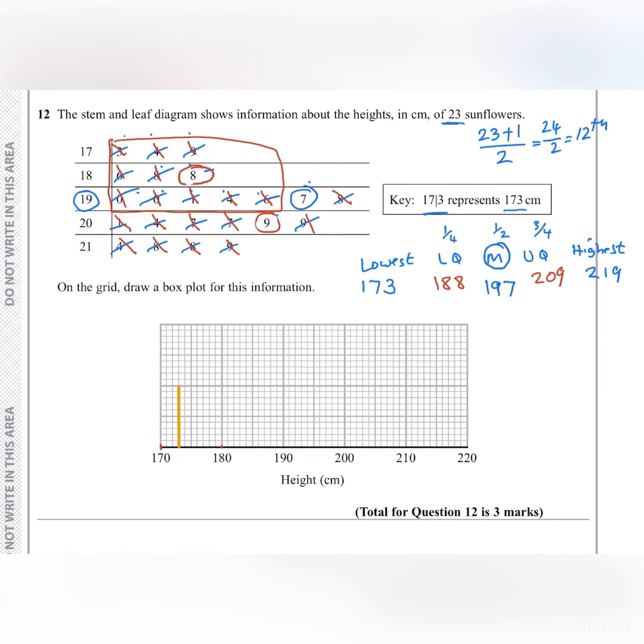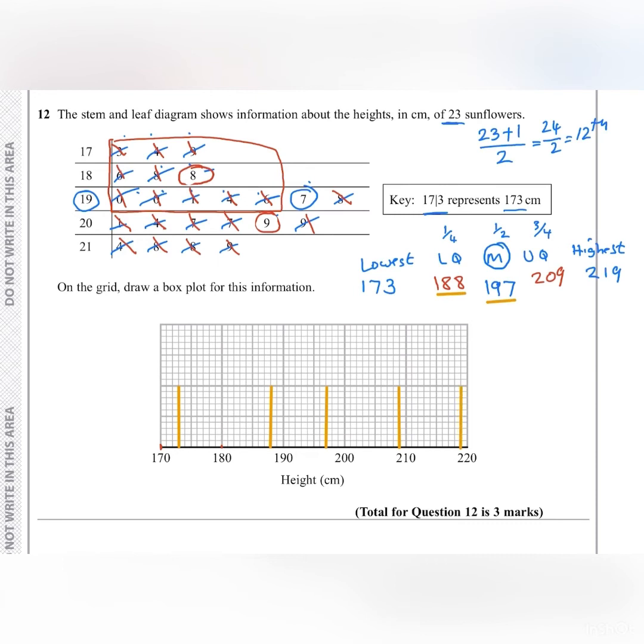So that's 173. And the lower quartile is 188, so I'm going to plot that in next. 188 would be here. 197 is the median, so 195, 197. And 209, that would be here, and then 219 is the highest value, and that goes there.